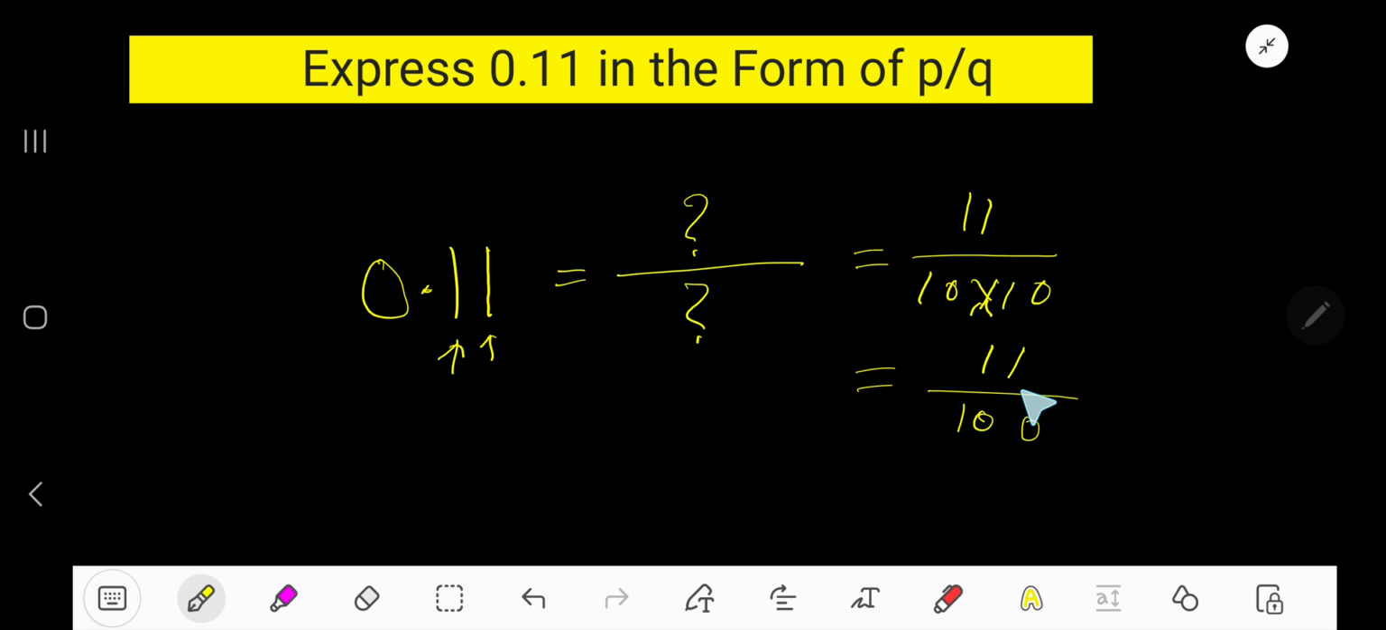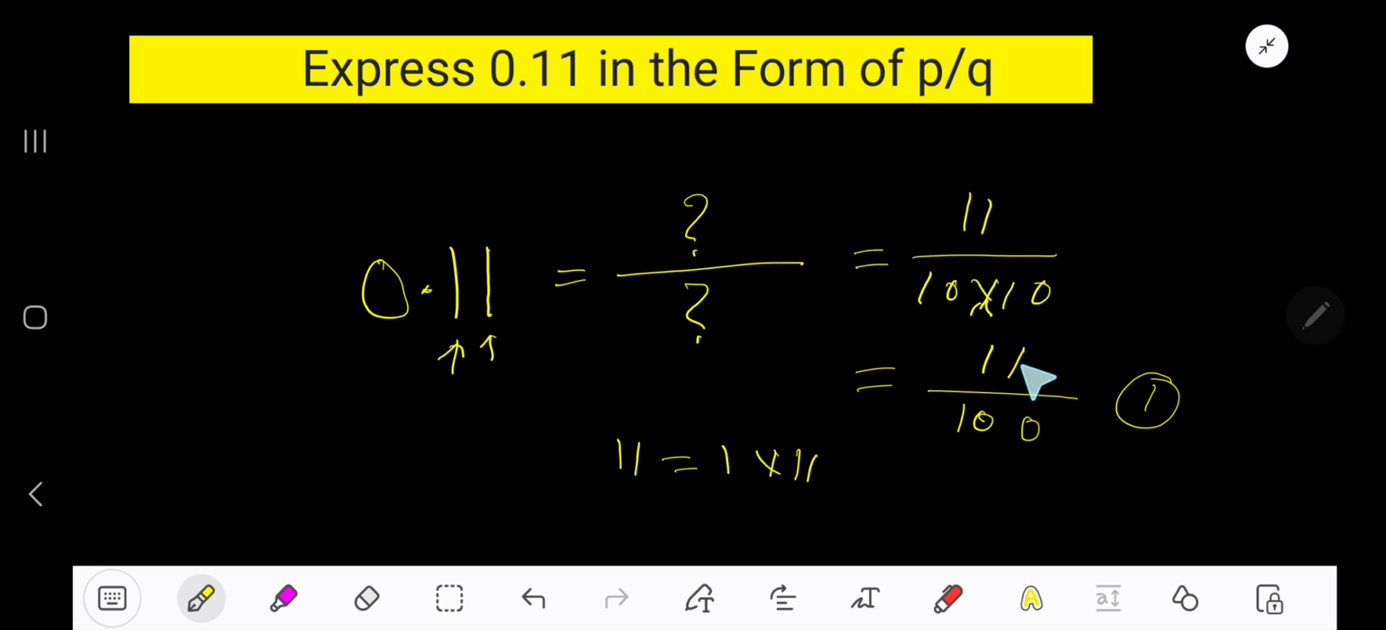Now we need to reduce. How to do that? We need to divide numerator and denominator by a common number, which is called a common factor. So 11 is a prime number. It has just only two factors, 1 and 11. So the common factor between 11 and 100 is 1.